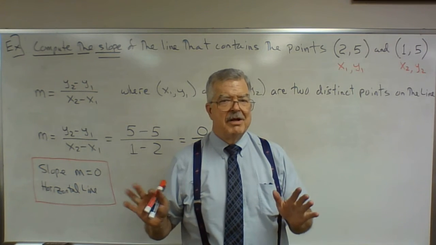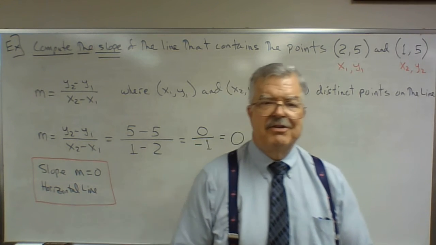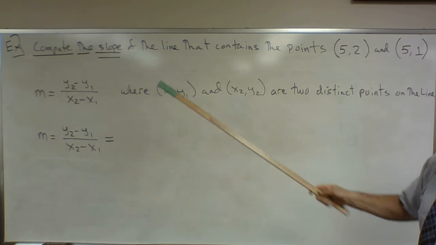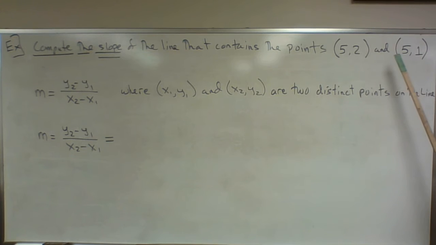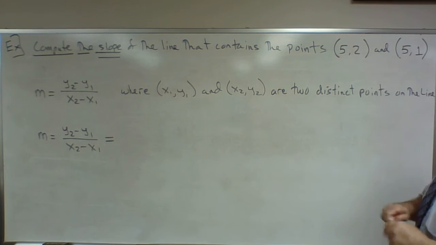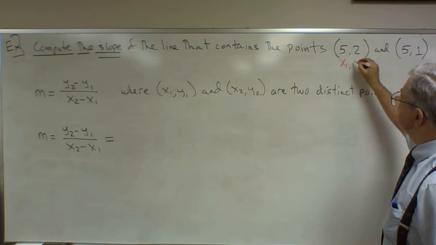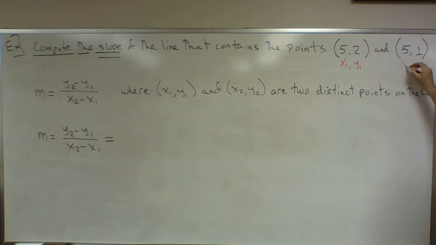Now, we'll worry about those details in future exercises. Next example. Compute the slope of the line that contains these 2 points. And arbitrarily, we'll let this be the first point. Call this x1 and y1. We'll let this be the second point. Call it x2, y2.